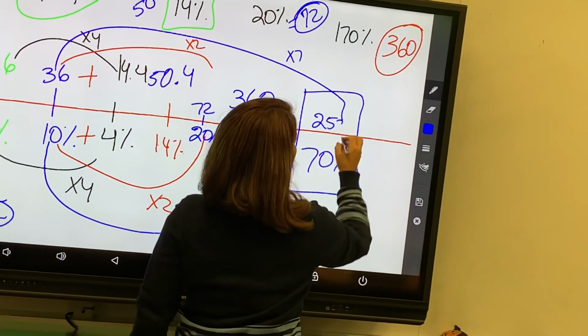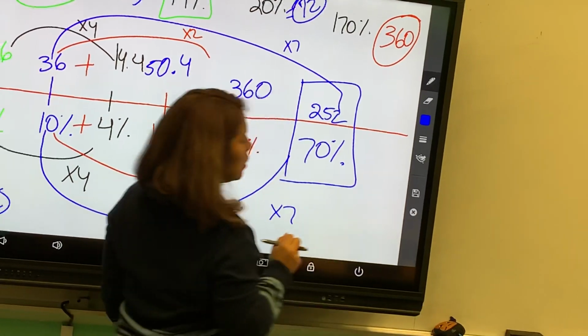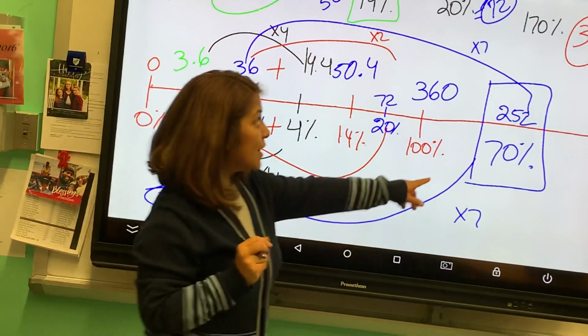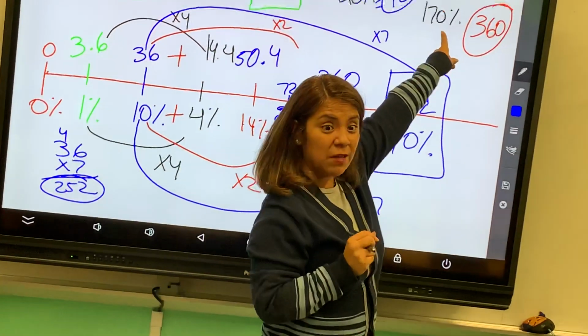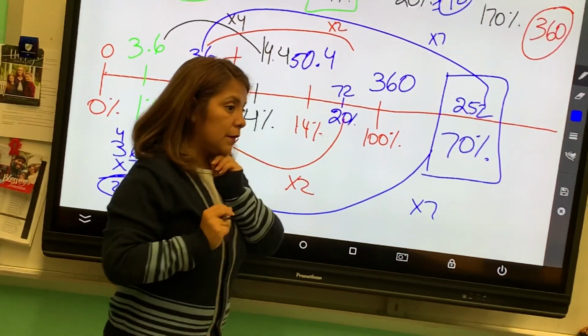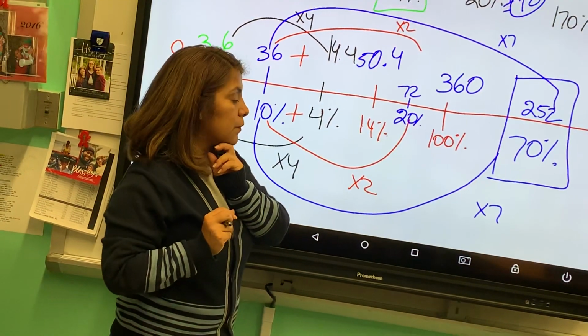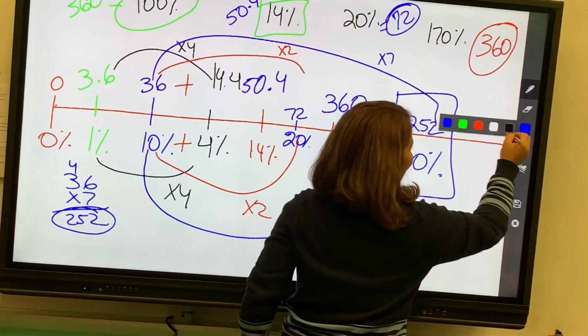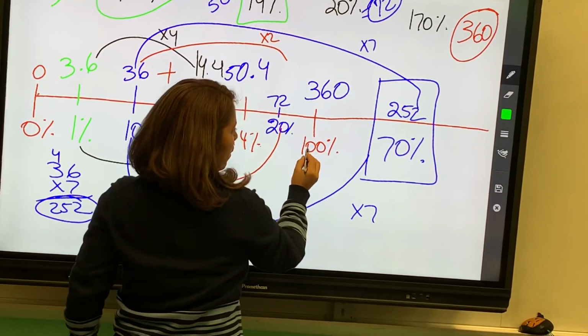Is that giving me my 170%? Someone say yeah. Is the 70 the same as 170%? No. So what do I have to do now? Add 170 and then add 360 plus 200. Thank you. Now I have my 100%.